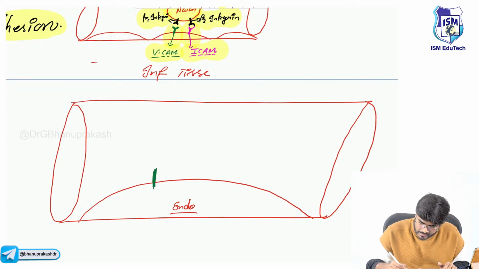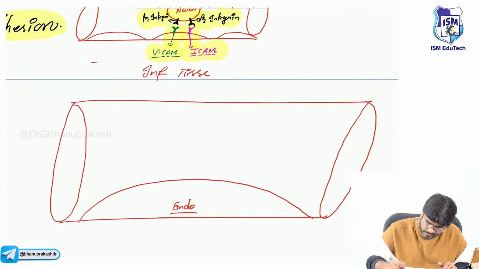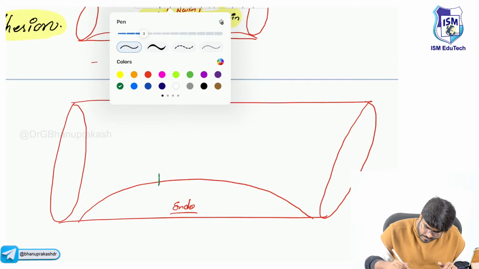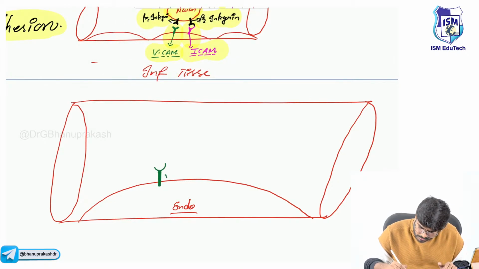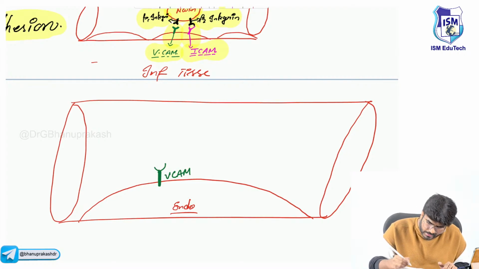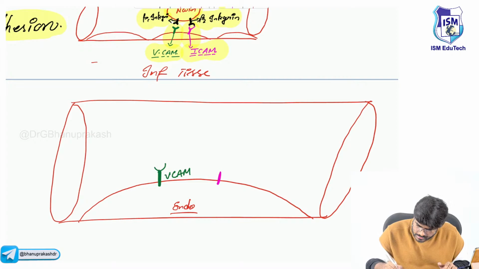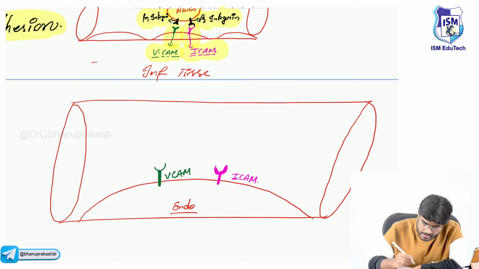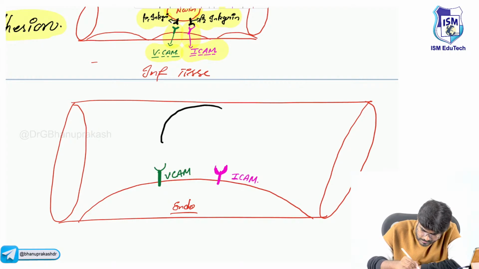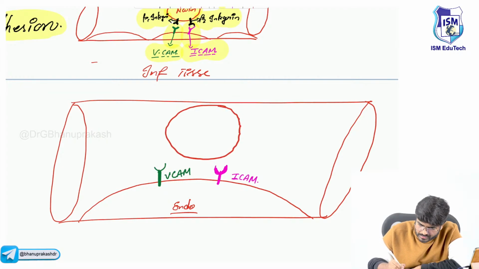This is the VCAM molecule, vascular cell adhesion molecule, and the other one is pink in color. This is ICAM, intercellular cell adhesion molecule. Now, they are going to bind with which cell? Here is the neutrophil. Let me show you in red color. Imagine this is the neutrophil, with a multilobed nucleus.